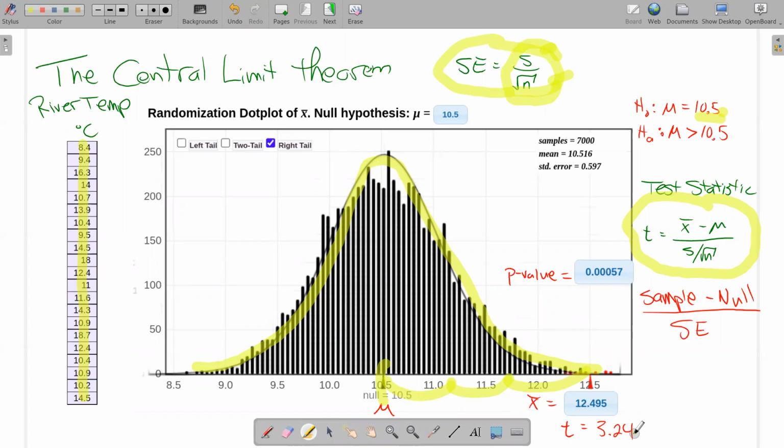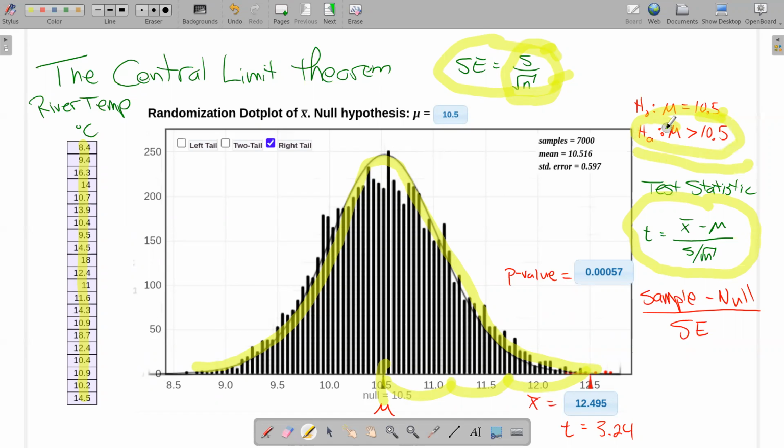And so then I would have to come up with my conclusion. Now the conclusion that you come up with depends on your alternative and your null hypothesis. So in this case, we're rejecting the null, which means our data supports the alternative here. So we just need to write a sentence that says that, something like, we have significant evidence that the average river temperature is greater than 10.5 degrees Celsius.